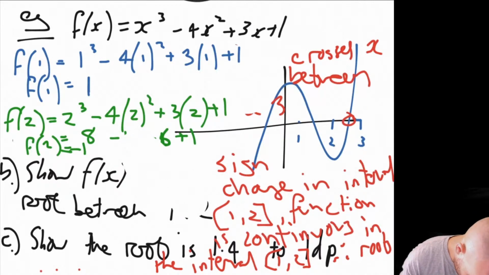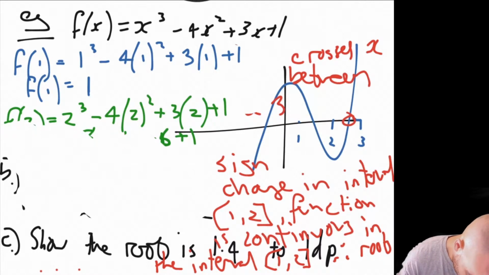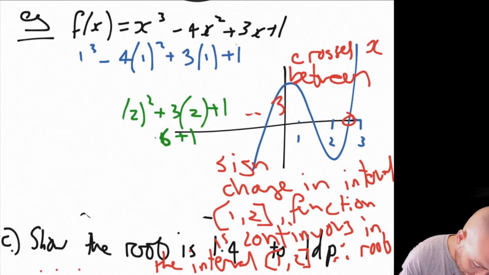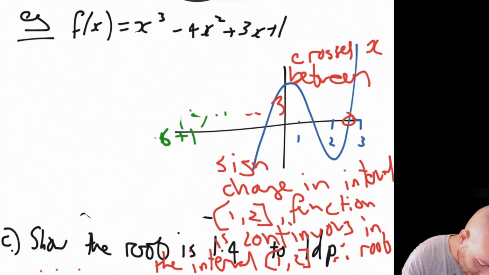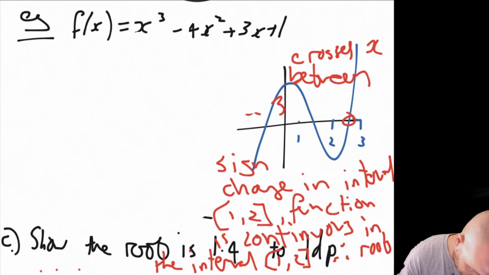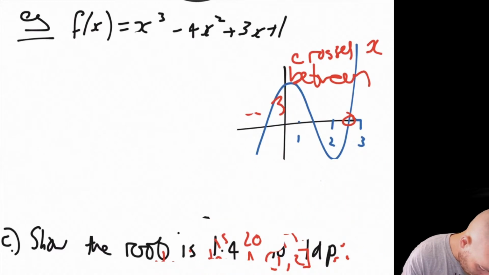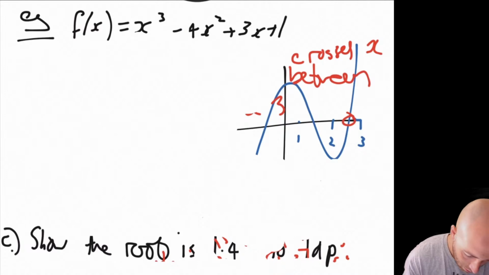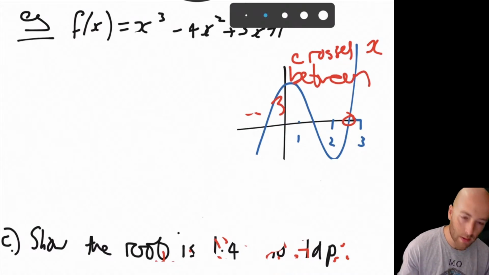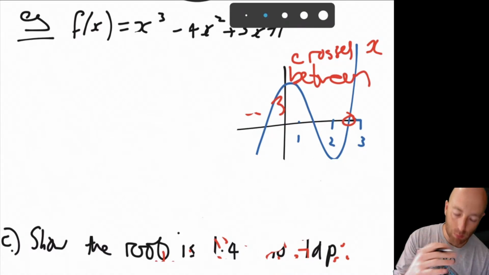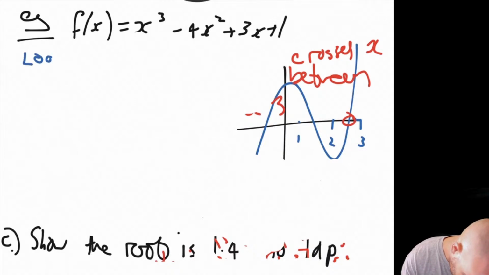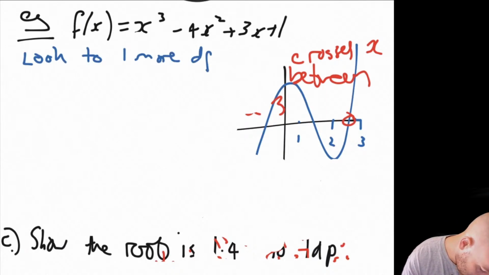Okay, last bit. Show that the root is 1.4 to 1 decimal place. And the trick here is it's mentioned 1 decimal place, so it needs me to show this with some precision. So whenever you get a question like this, asking you to show it to some precision, we're going to look to one more dp accuracy.